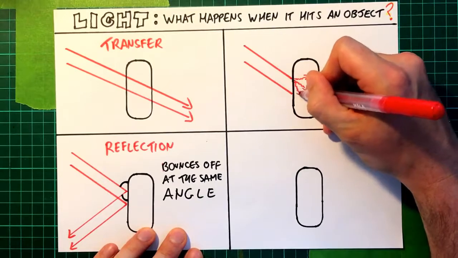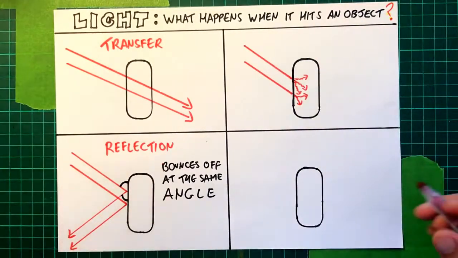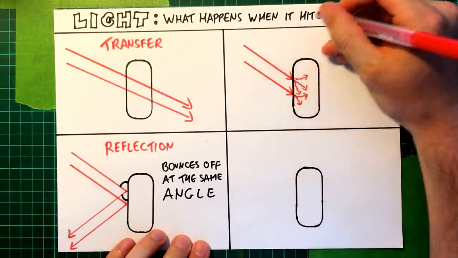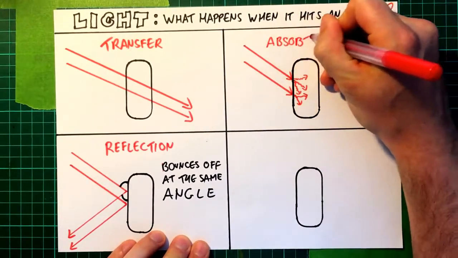So I'll just do some wiggly lines to see light energy going into the actual object. So it doesn't come through out the other side and it doesn't bounce off, it gets absorbed. So this is the process of absorption.